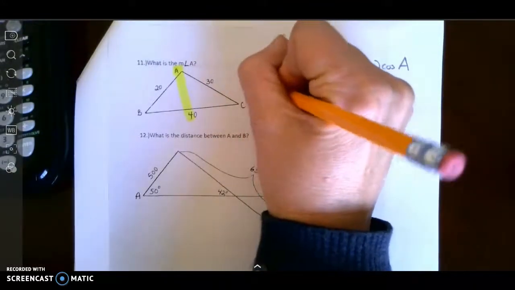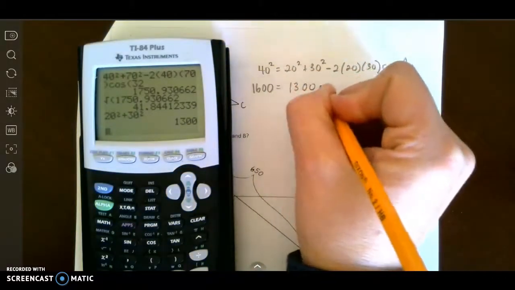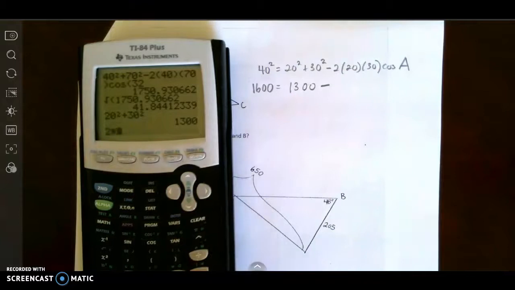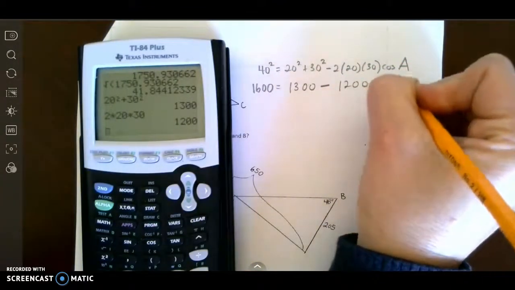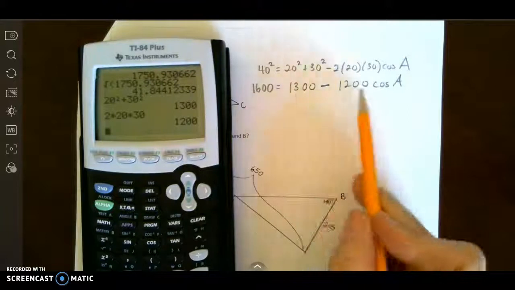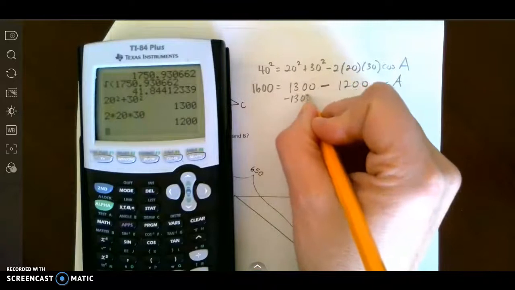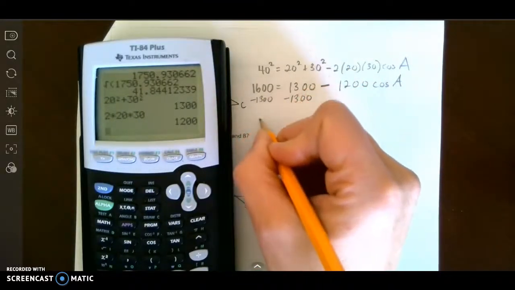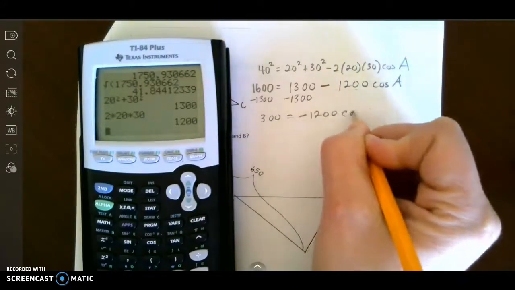So this is going to be 1600 equals 20 squared plus 30 squared. So I get 1300 minus 2 times 20 times 30, 1200 cosine of A. Now I can't get these together because this is attached to the cosine of A, so I've got to subtract 1300 from each side, and I get 300 equals negative 1200 cosine of A.